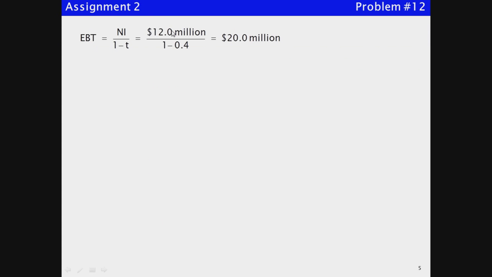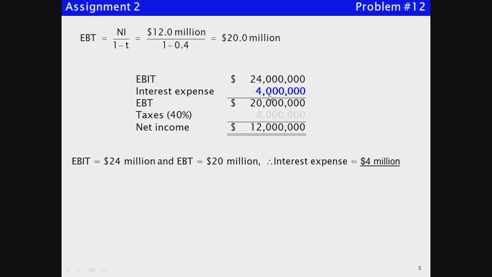If net income is $12 million and the firm has a 40% tax rate, divide the $12 million by 1 minus 0.4. EBT would be $20 million. If EBT is $20 million and EBIT is $24 million, then interest expense must be $4 million.